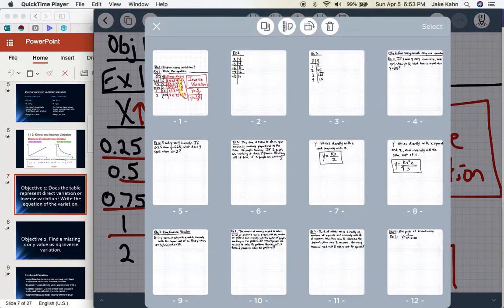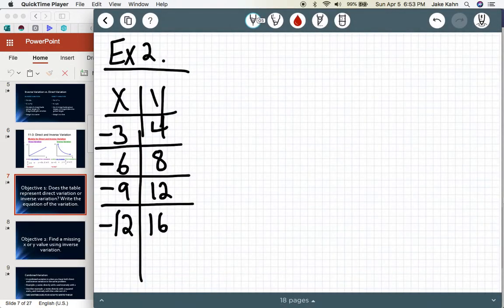Example 2, let's move forward. Same thing. Does this represent direct or does it represent inverse? Here, I am ignoring my signs, so I'm just looking at the magnitude. X is going up and y is going up. If x and y are going in the same direction, ignoring the signs, then this could be a direct variation.